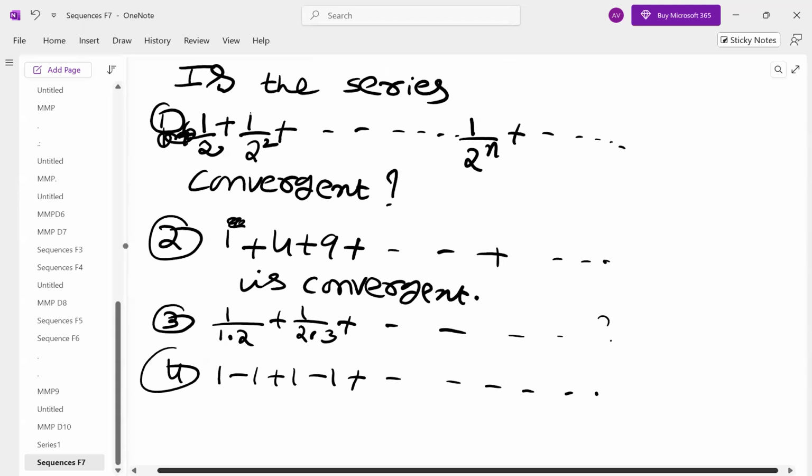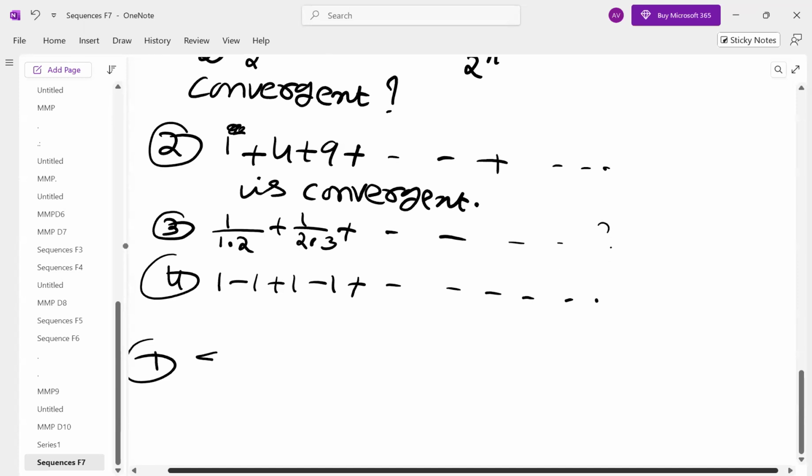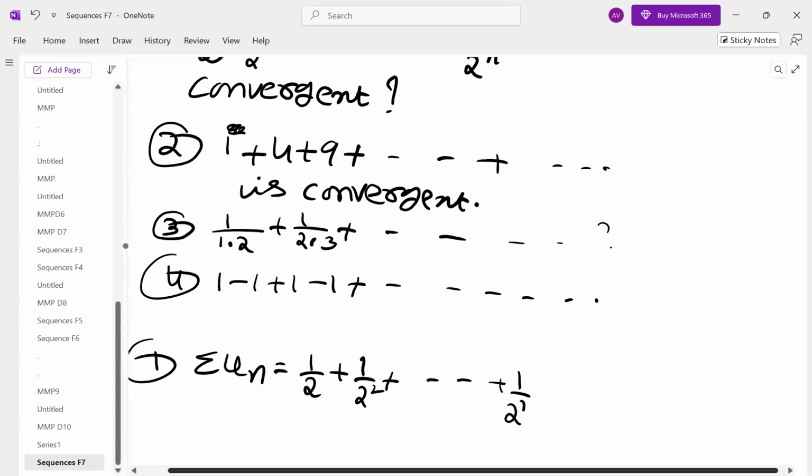We'll follow the nth partial sum. Later we'll go for some other methods. Let us apply the original method. 1 by 2, 1 by 2 square, and so on up to 1 by 2 power n and so on. So what is the procedure? First we have to find the nth partial sum. So this is 1 by 2, 1 by 2 square, and so on, 1 by 2 power n, plus and so on.